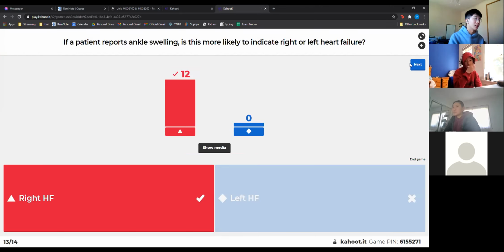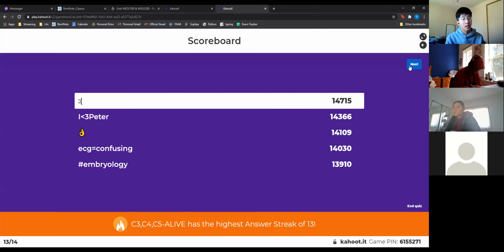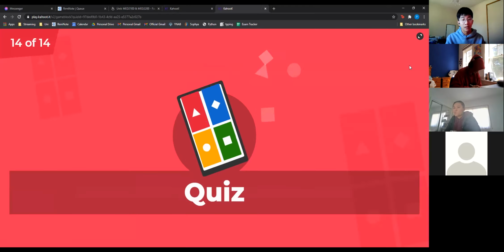Yeah, good. So ankle swelling indicates right heart failure, because if your right heart isn't working properly, then it'll back up into the systemic circulation, and you'll get ankle swelling, which is why you ask it in your cardio histories, and why you also check for it, or check for sacral edema in your cardio exams.